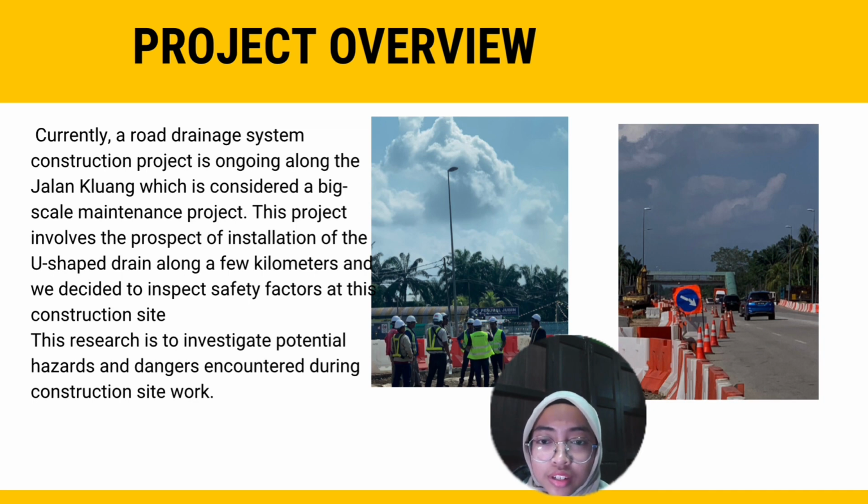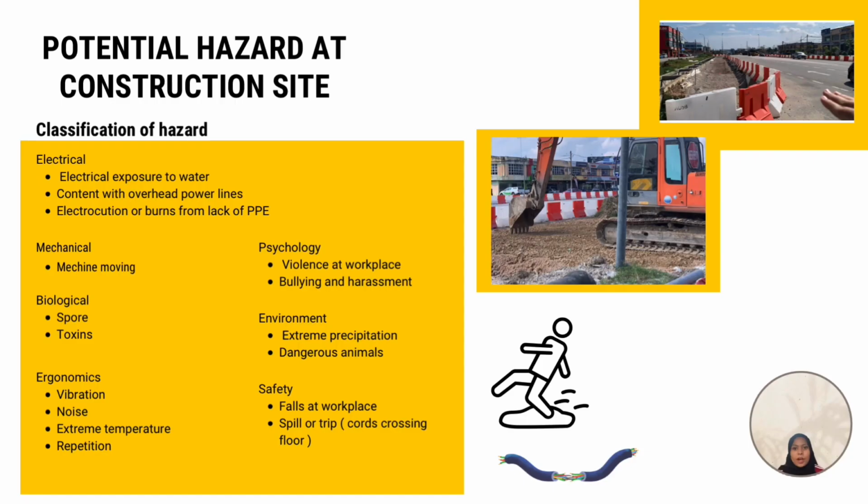Currently, a road drainage system construction project is ongoing along Jalan Buang, which is considered a big-scale maintenance project. This project involves the installation of a U-shaped drain of around 50 kilometers, and we decided to inspect the safety factors at this construction site. This research is to investigate the potential hazards and dangers encountered during construction site work. There are 7 potential hazards at a road drainage system construction site.